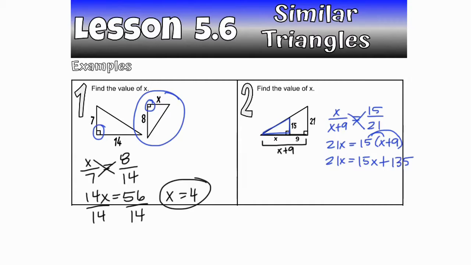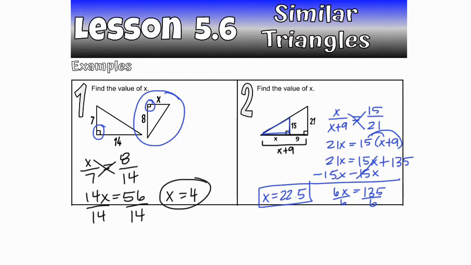And then I'm going to move my 15x over to the left side so that I have all my x's on one side. So I'm left with 6x is equal to 135. And so I'll divide by 6 on each side, and then x is equal to 22.5. And that was just asking for the value of x.